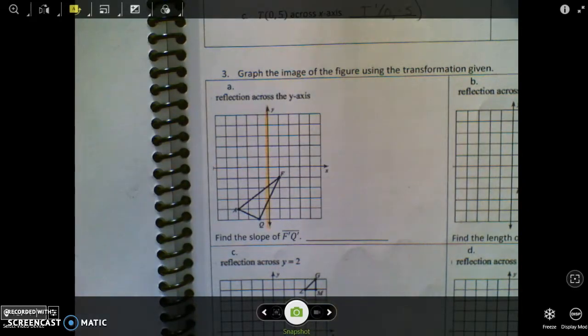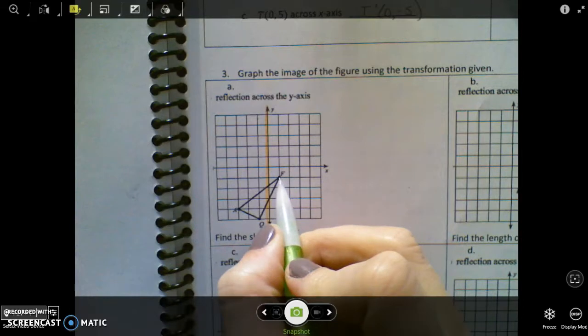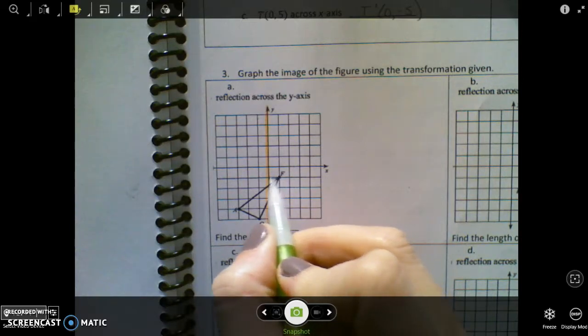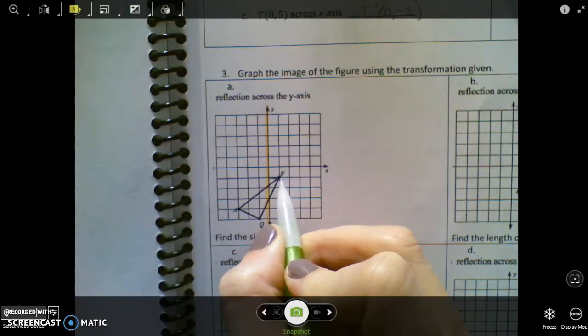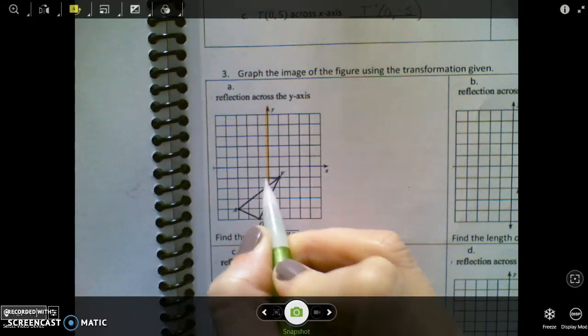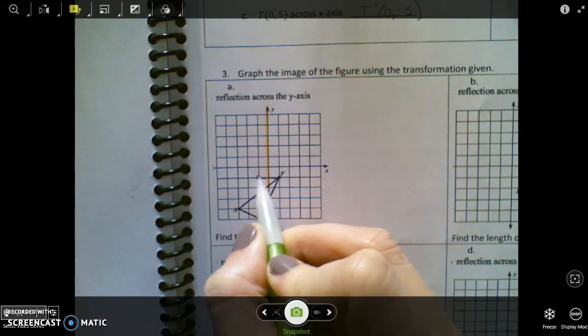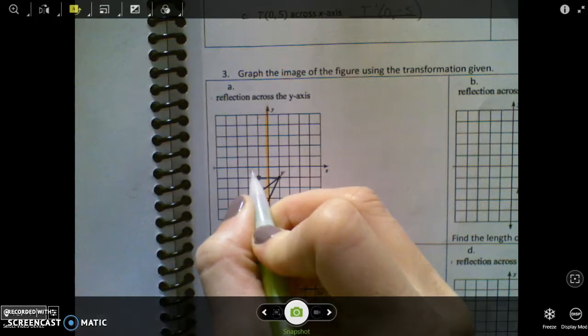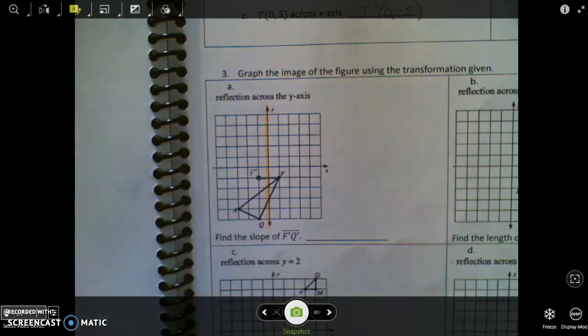So I need to go to each and every corner, each and every vertex, figure out from that line, and go to the other side of it. Meaning point F is currently 1 away from this line, and it's on the right side. So I'm going to flip over it and go 1 away from that line on the left side. So I'm going to put the point, don't forget to label it, F prime is there.